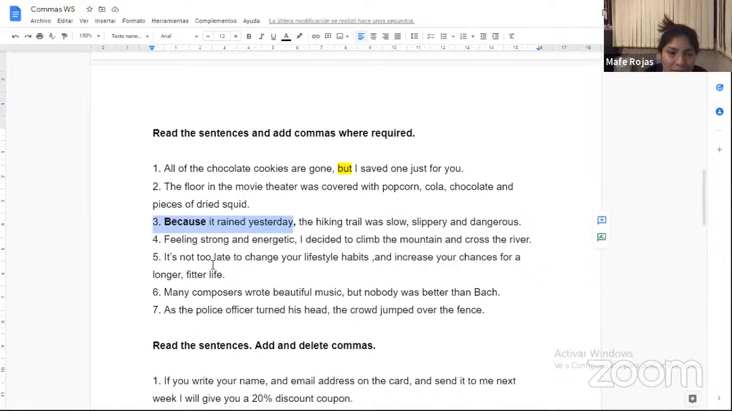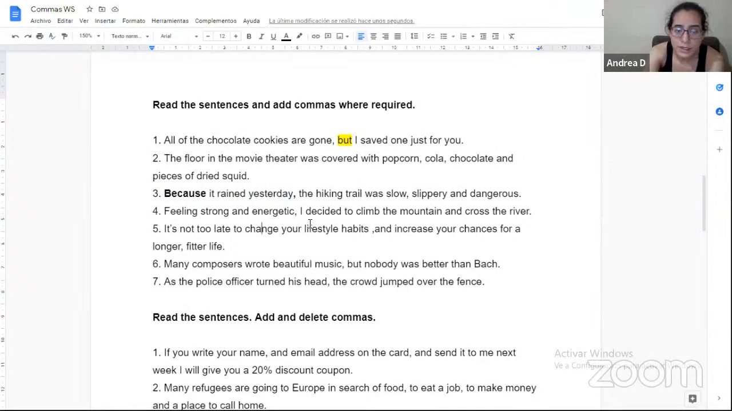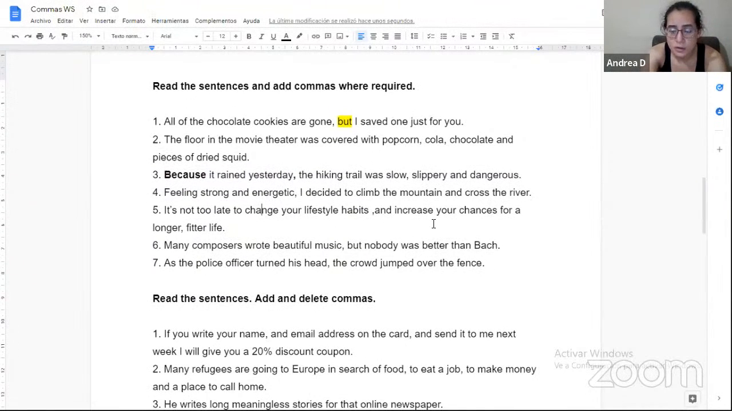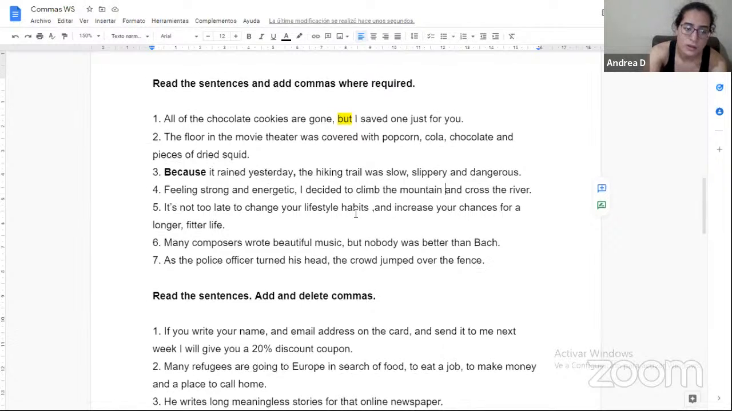Feeling strong and energetic, I decided to climb the mountain and cross the river. Okay, that's perfect. Great. You're using a comma because this is the complement and it should go at the end. And I like that you're not using a comma here because even though this has a verb, it doesn't have a subject. So if it doesn't have a subject, it's not a complete clause.